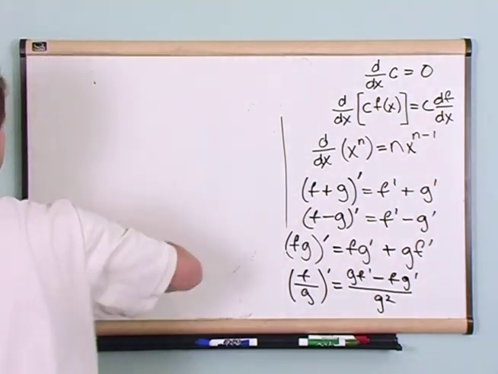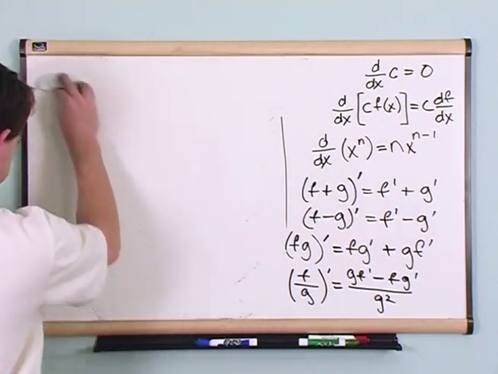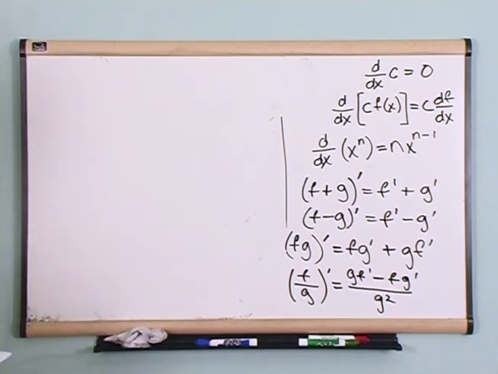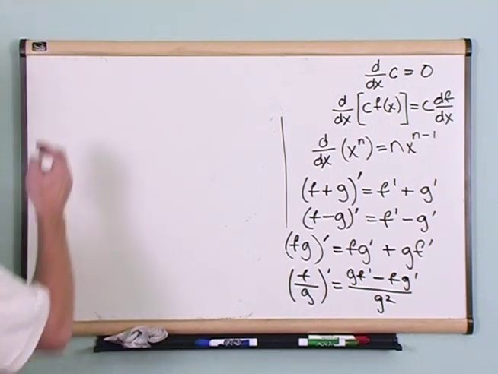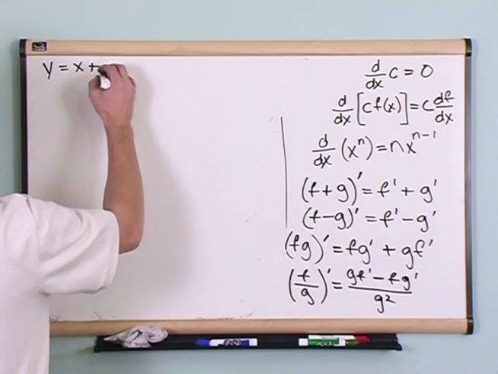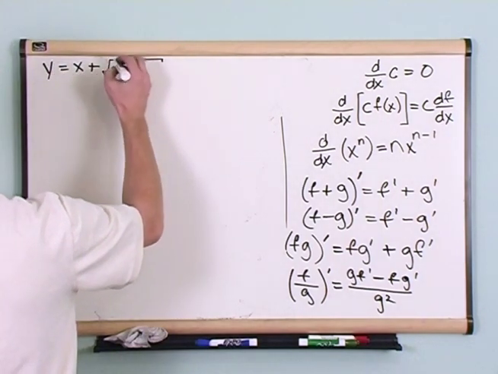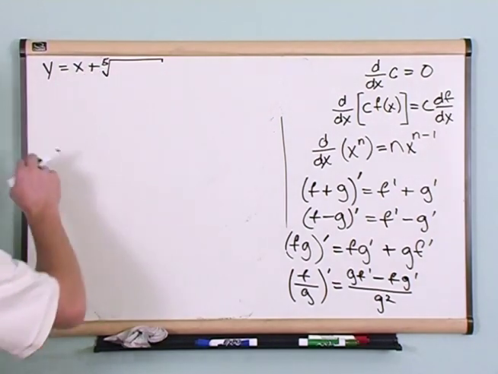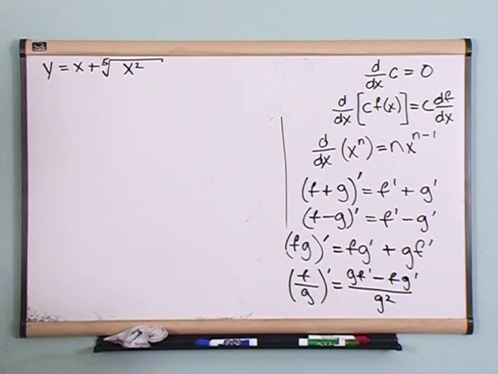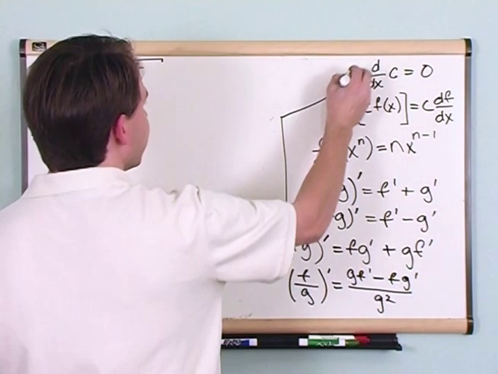Okay, I want to do a couple of quick other problems here, just to drill this stuff in. What if you have y is equal to x plus the 5th root, that's what I mean by the 5 up here, of x squared? Okay. How do I take the derivative of this?